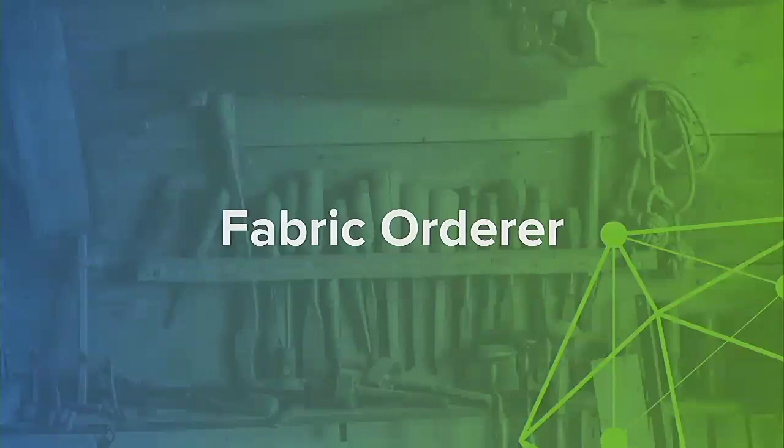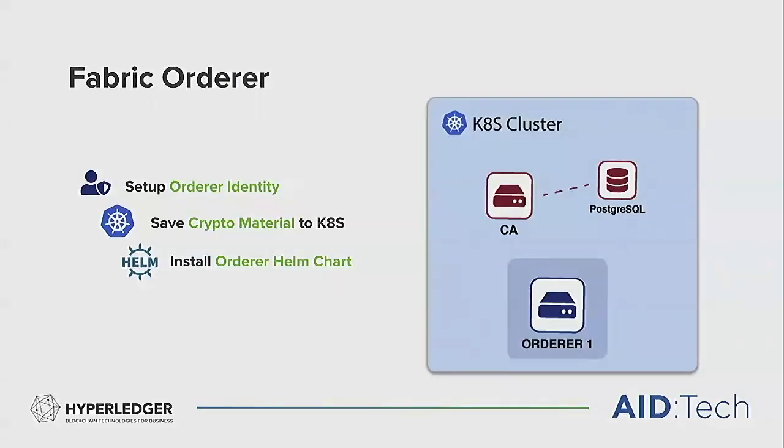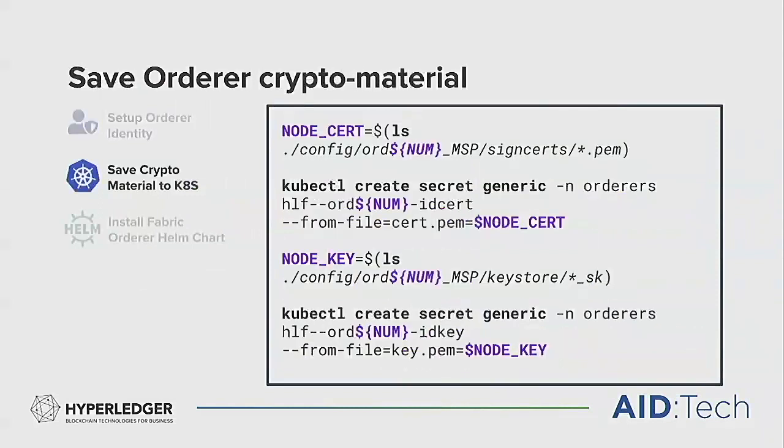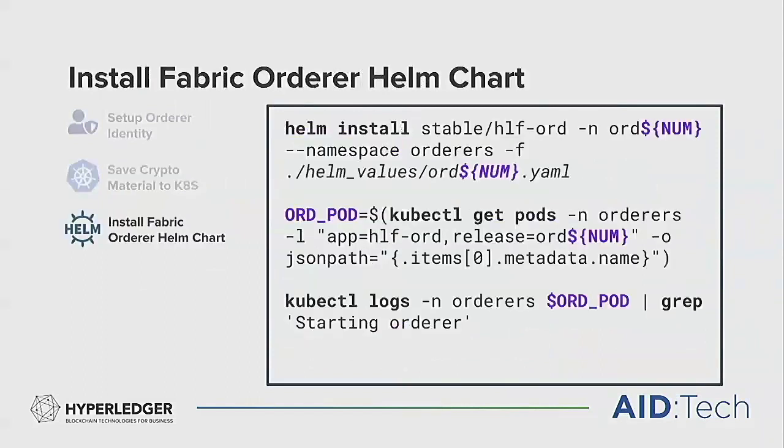Now, the order is a little bit easier. In this case, because we're not using Kafka, all we need to do is to set up the order identity. We have a single order, so we actually register them with the certificate authority that we have, and we enroll them, which generates the crypto material. We save that crypto material in the same way to Kubernetes, and we install the Fabric order chart and check that it's alive, basically, by checking the logs.